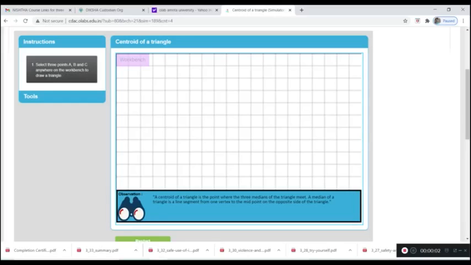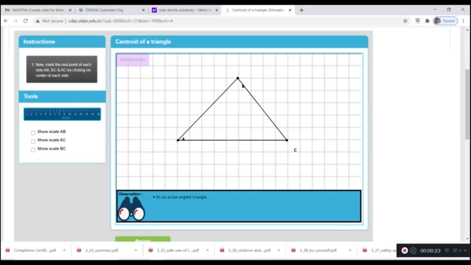Let us find the centroid of the triangle. We will find the centroid of an acute triangle, right triangle and obtuse triangle. So first we have to draw an acute triangle. So ABC is an acute angle triangle. To find the centroid, first we have to draw the medians, and to draw the medians we have to find the midpoints of each side.